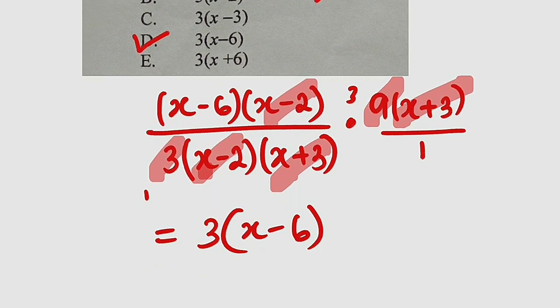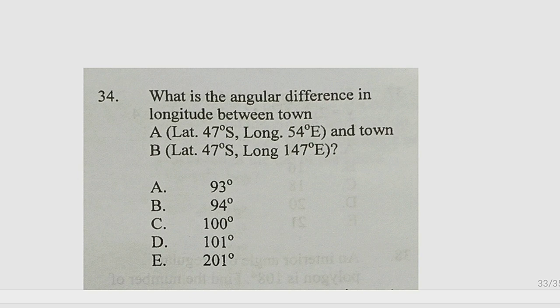Now let us move on to question number 34. Question 34, we are asked to find the angular difference in longitude between these two towns. Town A is on the latitude 47 degrees south and longitude 54 degrees east, and town B is on the latitude 47 degrees south, so they are on the same latitude but different longitude. The longitude here is 147, but the direction are all the same, east. So remember, if you are on the same direction, subtract. If you are on opposite direction, you add.